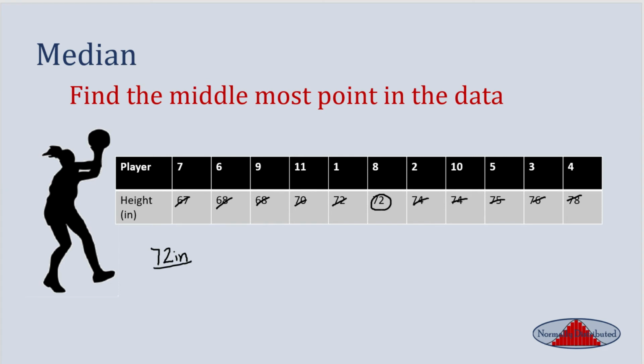And if you'll remember from our last example, the mean actually came out to about 72.18 inches. And we found that the median is roughly the same. Again, we can use this median value to compare two teams. And when we compare those two teams, we can determine who is taller or shorter based on their median value.